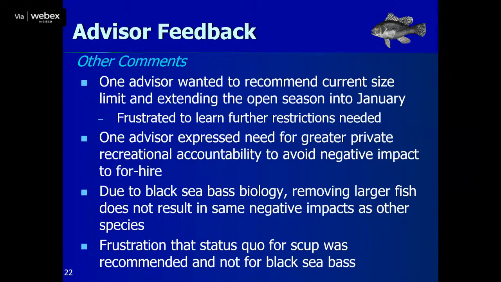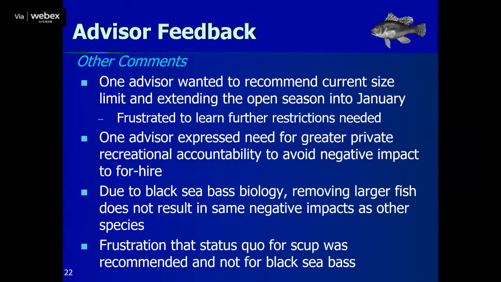One advisor expressed the need for greater private recreational accountability to avoid negative impacts on the for-hire sector. So this is what was kind of mentioned during the Scup presentation too. The idea that most of the MRIP estimates of harvest are coming from the private recreational sector, concerns about uncertainty in that data and how that could negatively impact the for-hire sector because they're managed collectively.